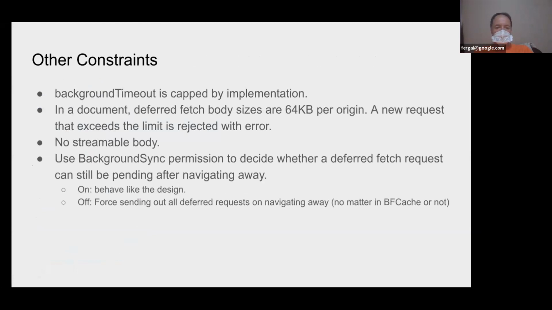Per document, you can have 64 KB of deferred fetch content waiting to go out. If a new request is made that pushes you over the limit, it's rejected with an error. Is there code coming up that shows how that works? It's rejected with an exception, right? I think, yeah, okay.